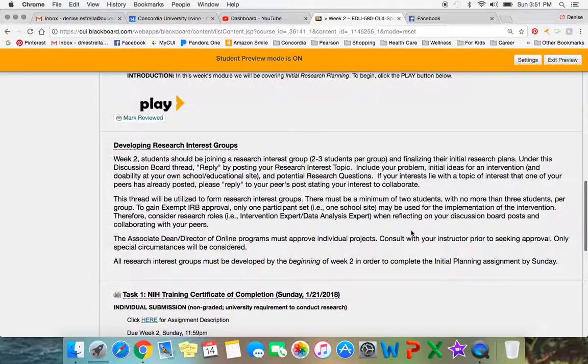During week 2, you should be joining a research interest group, which will be 2 or 3 groups, and you will start to finalize your initial research plan. So under this discussion board thread, you will post your research interest topic. In last week's discussion board, you had a chance to share your general interest and some ideas of things that are within your control. This thread will be used to form your research interest groups.